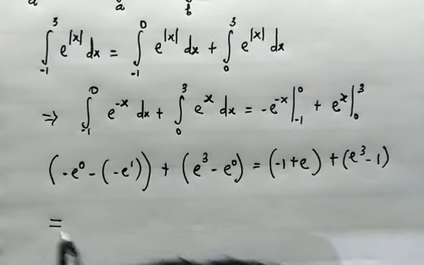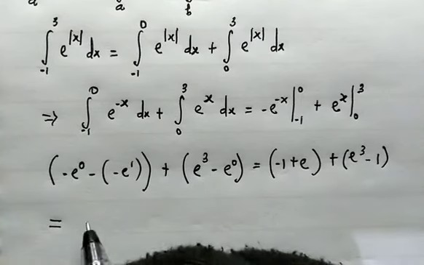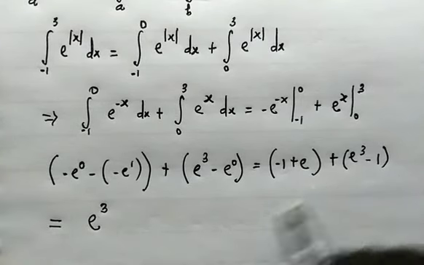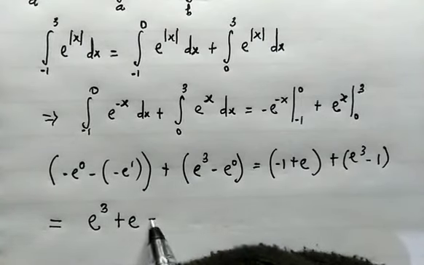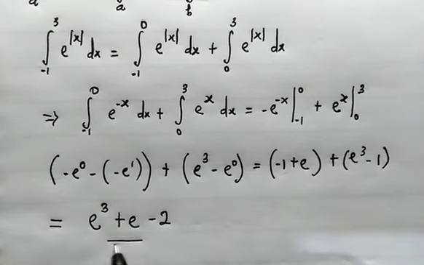So from here, this is equal to e cubed, right? Then plus 1 minus 1 gives us minus 2. This is the right answer.